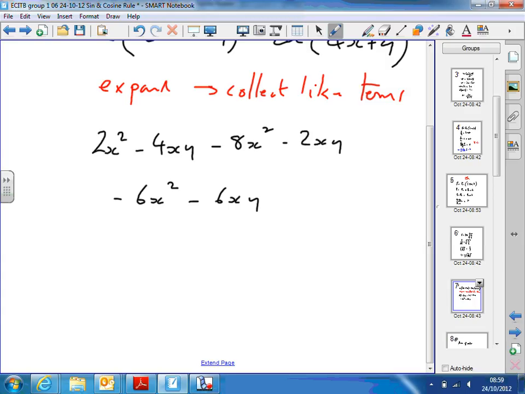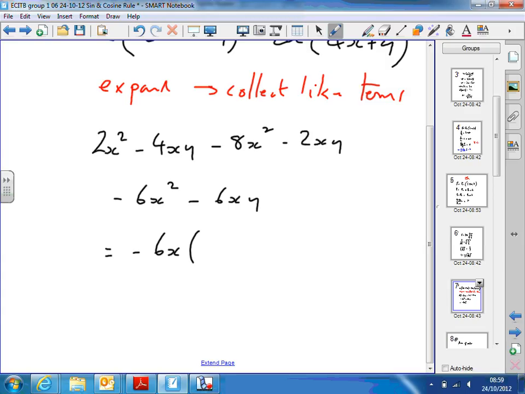I could simplify it further actually, because if I look at that I can factorise it. Minus 6 is common to both of these, and so is x. So I could take a minus 6 outside the bracket, and I could take an x outside the bracket. Factorise, and you will have to do this sort of thing in Unit 4, factorise. What am I left with inside the bracket now? What have I got to times minus 6x by to get minus 6x squared?